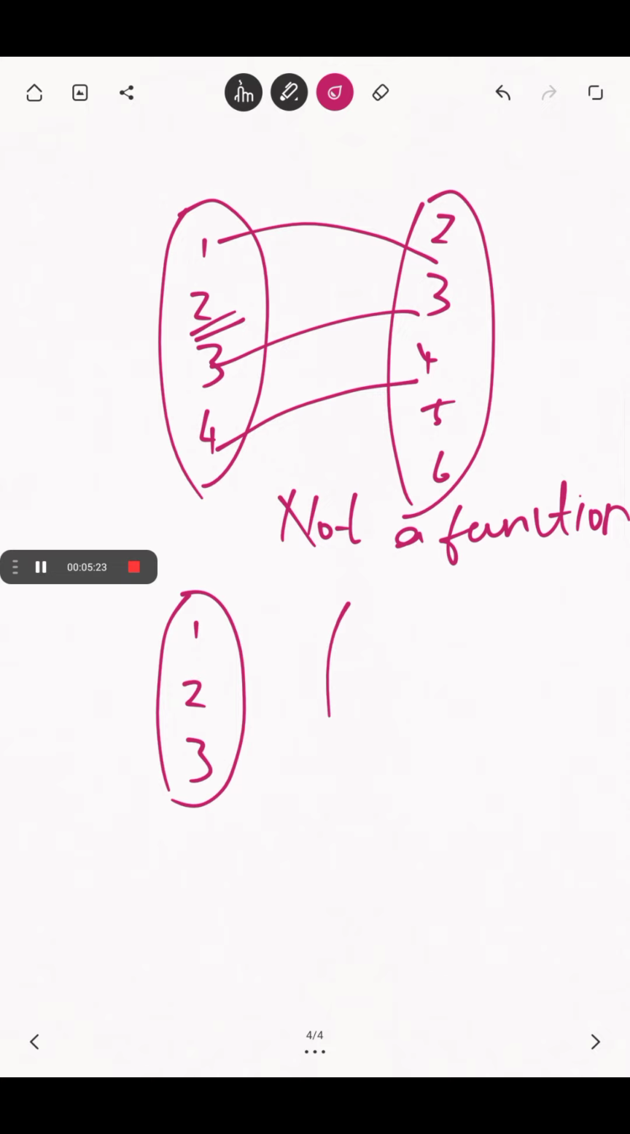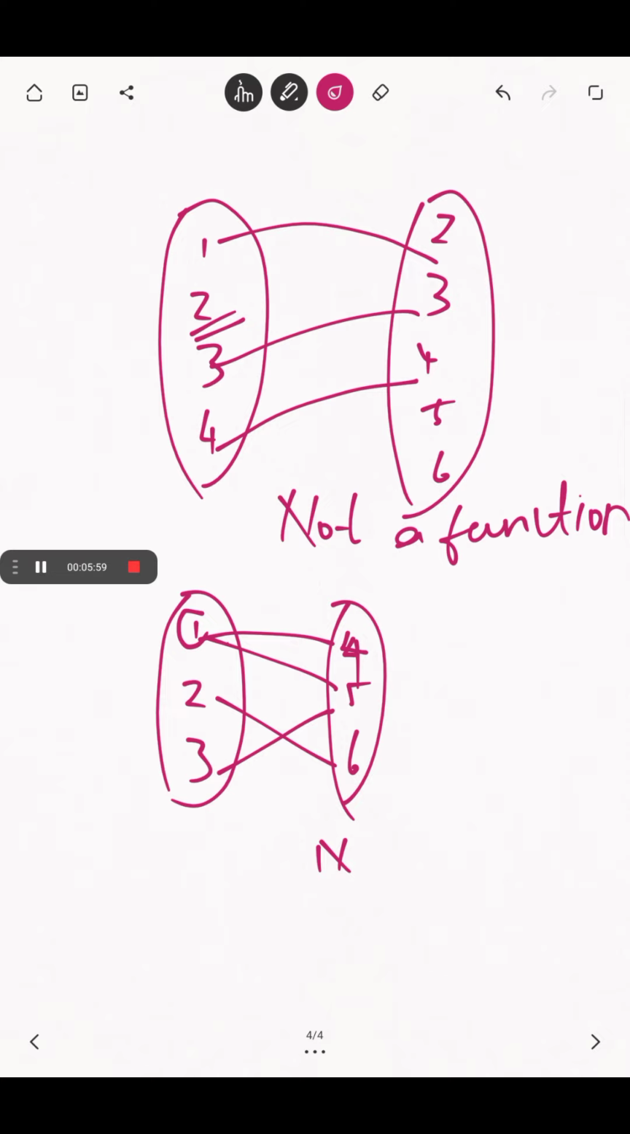Okay, I will draw another one. 1, 2, 3 and 4, 5, 6. We want to check whether this is a function or not. Here the values of input are 1, 2, 3. If I give one input, I only get one unique output. That is called a function. Here, for this input I get 2 outputs, that is 4 and 5. So it's not a function.